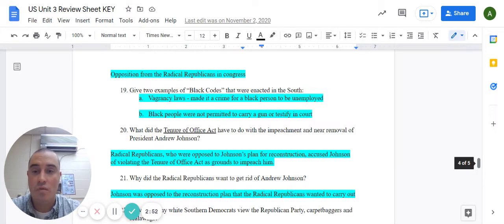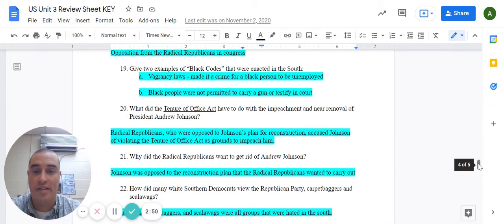19, what were two examples of black codes that were enacted in the South? One of them was vagrancy laws that essentially made it a crime for a black person to be unemployed. They could be then arrested and then sentenced to go work a fine off on a plantation. Additionally, letter B, black people were not allowed to carry a gun or testify in a court of law.